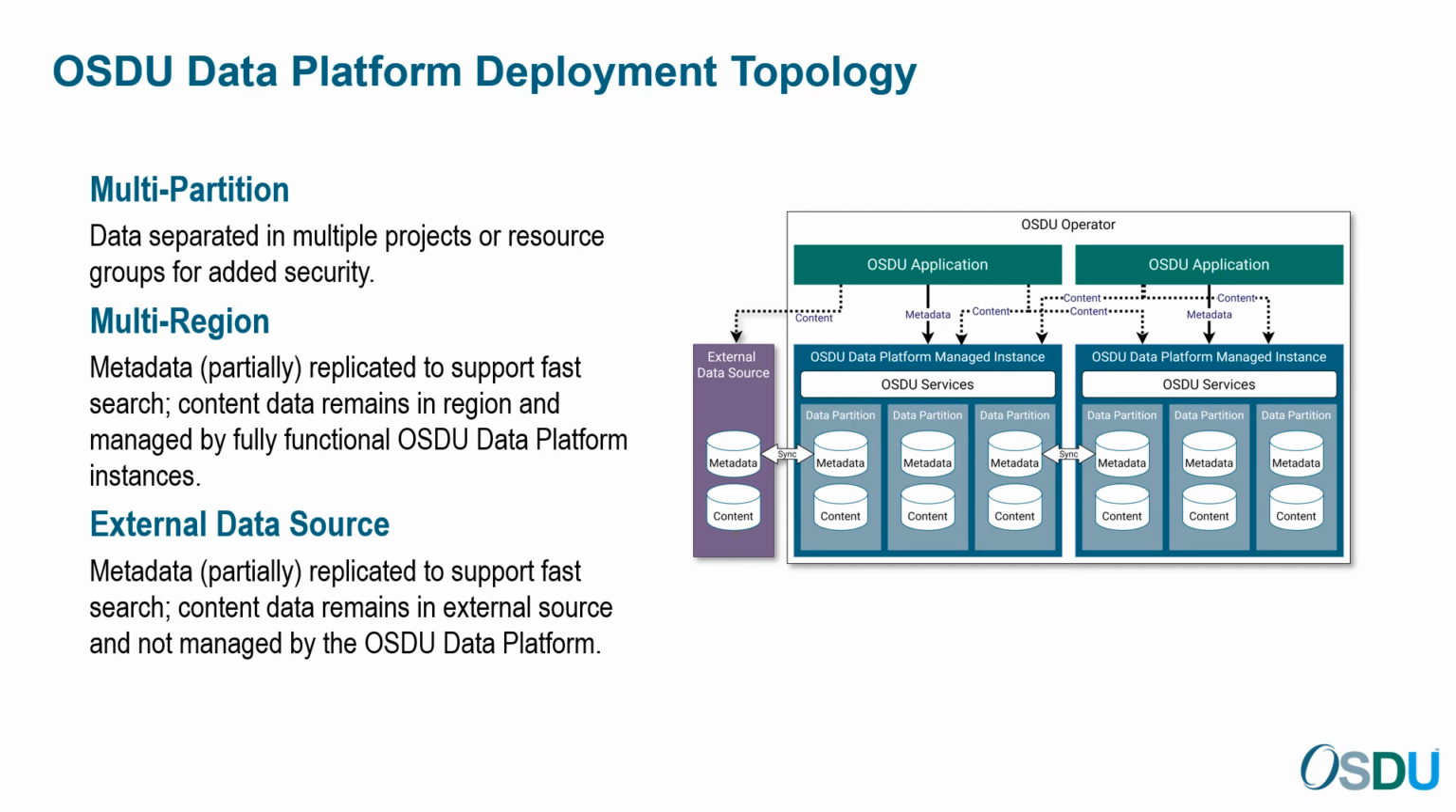Another deployment model is multi-region, where we have different OSDU instances available across the globe. What happens in the system is that metadata can be synchronized between the various instances, and the actual data content itself will be maintained in a home instance. So this allows metadata to be shared for efficient discovery without having to move the content itself.